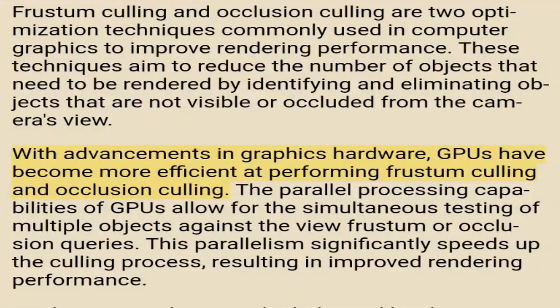With advancements in graphics hardware, GPUs have become more efficient at performing frustum culling and occlusion culling. The parallel processing capabilities of GPUs allow for the simultaneous testing of multiple objects against the view frustum or occlusion queries. This parallelism significantly speeds up the culling process, resulting in improved rendering performance.